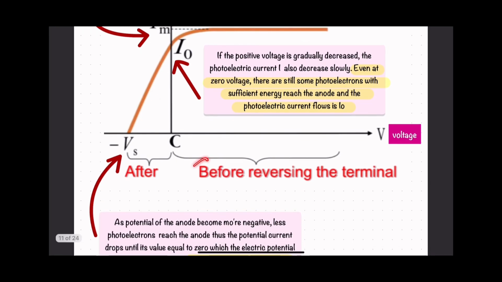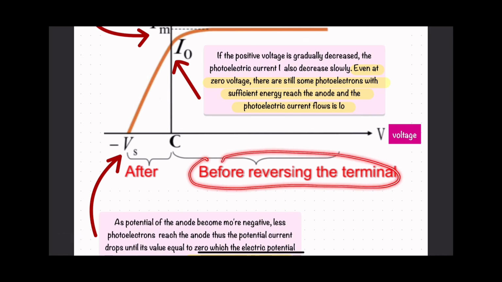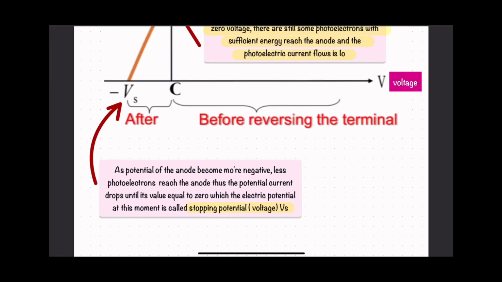Okay, nampak tak? Ni adalah before reversing the terminal, ni after reversing the terminal. Untuk dapatkan stopping potential, kita kena reversing terminal supply tu. Okay, kita kena reversing because cathode will be positive then anode will be totally negative. So at this moment, so the potential of the anode become more negative, less photoelectron reach the anode, thus the photoelectric current drops until its value equal to 0.